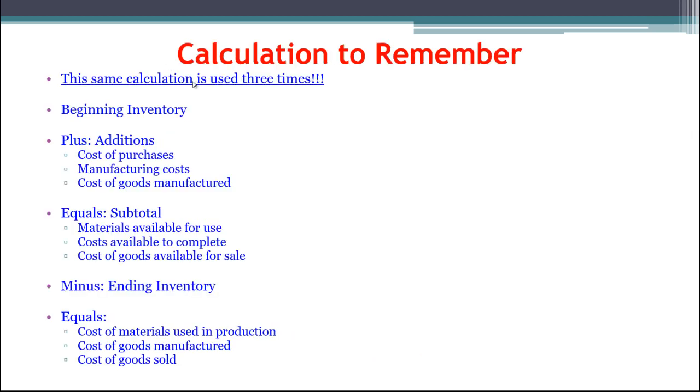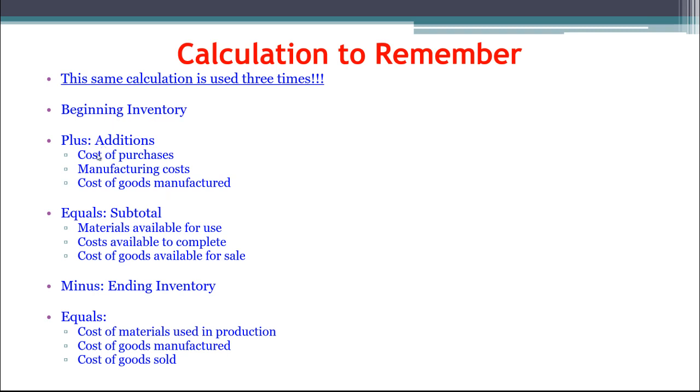So I want to draw your attention to this calculation because we're going to use it 3 different times. Beginning inventory of whatever item we're talking about in our 3 different instances, plus some sort of addition, which could be the cost of purchases for one of the times, the current manufacturing costs for a different instance, and the cost of goods manufactured for the 3rd instance. This will make a little more sense when we see the example in just a bit.